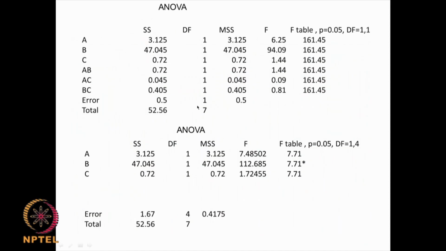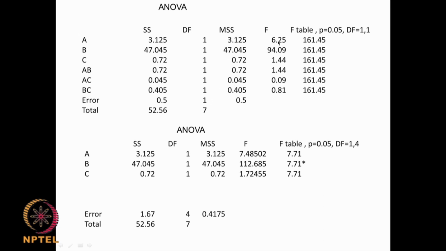Now, totally I have done 8 experiments, 2 into 2 into 2, so 7 degrees of freedom. A has 1 degree of freedom, B has 1, C has 1, AB has 1, AC has 1, BC has 1. So if you add up all these and subtract from 7, you will get 1 degree of freedom for error. Error is coming out to be 0.5. So how do you calculate the mean sum of squares? Divide the sum of squares by the DF, so you will get this.